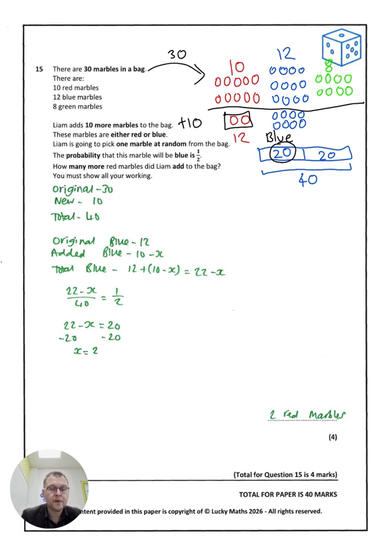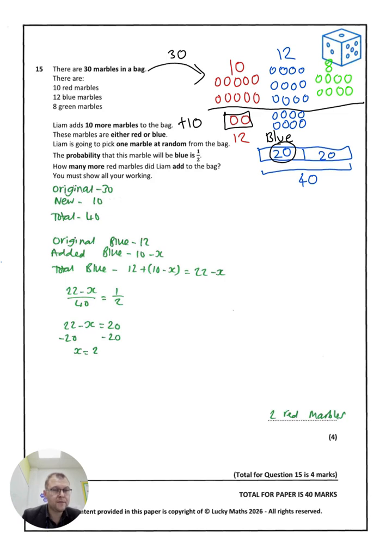And finally, I've chosen to literally draw this out with marbles in colours to help understand it. We start with 30 marbles in a bag. We've got 10 red, 12 blue and 8 green. So this is the starting point. But then Liam's going to add 10 more marbles to the bag, so the new total is going to be 40. I'm going to this bar model I've drawn at the bottom because we're told the probability that the marble will be blue is going to be a half.